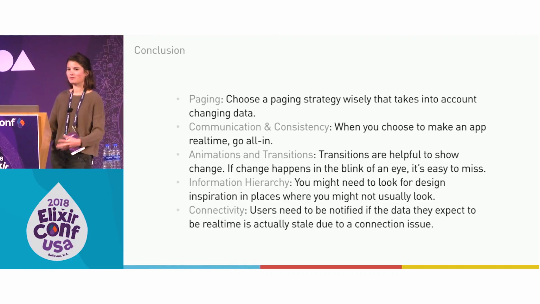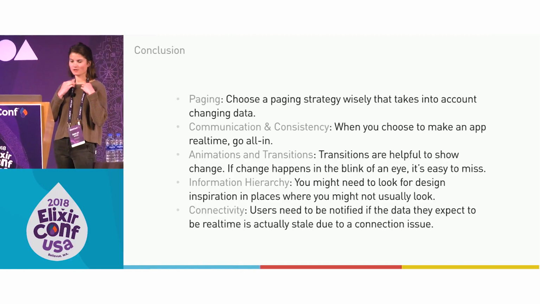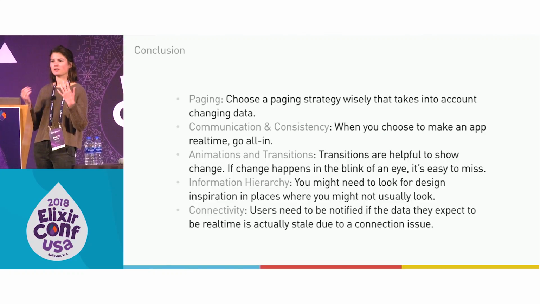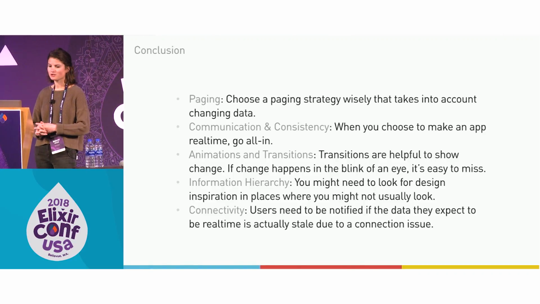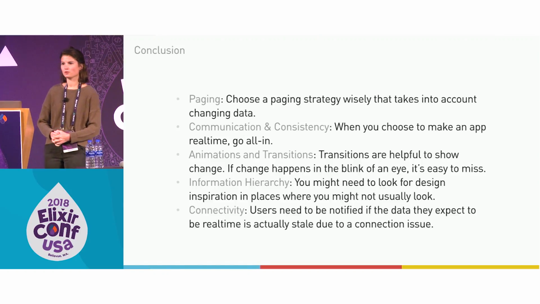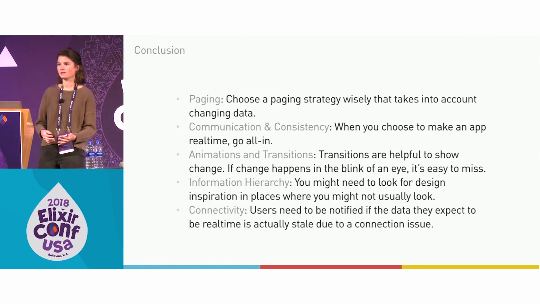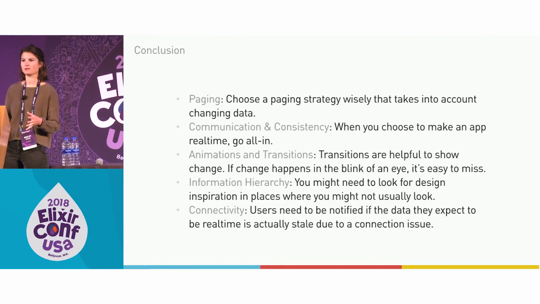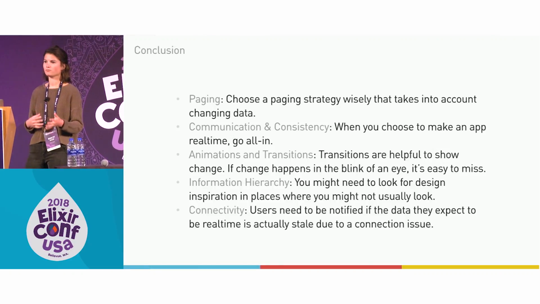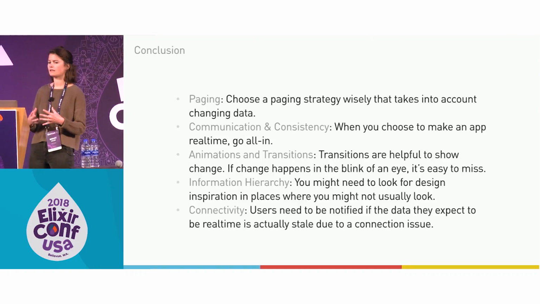Okay. And then information hierarchy. You might need to look for inspiration in places where you're not used to if you're a designer in a real-time application. And it's important to make the page skimmable and think about how the real-time data is making the user experience design different than what it would usually be if it was static data.